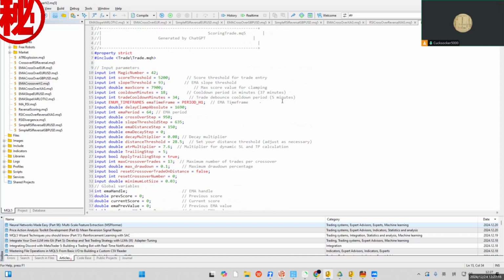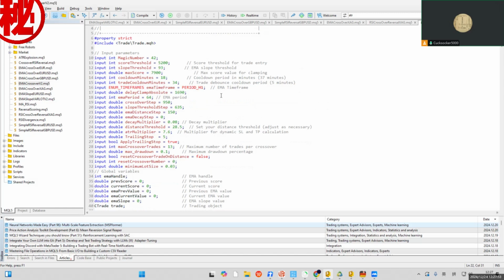And the trade cooldown minutes, you don't want to place the trade back to back. I don't know the reason why I added a cooldown, but there was a moment when I was developing this EA where it placed trades back to back, which increased the commission by huge amounts. So I didn't add it to the debounce. Time frame is the hourly chart.